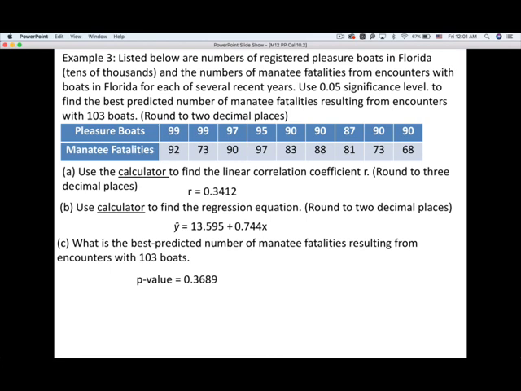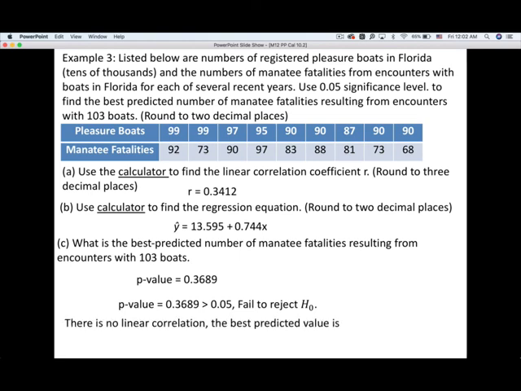This is a really big p-value, right? Compare with your significance level, so it should be greater than. So fail to reject, okay? Again, the null hypothesis is talking about no linear correlation. Right now, you fail to reject. Fail to reject. That is no linear correlation. So what is your predicted value? You don't want to use the regression equation anymore.